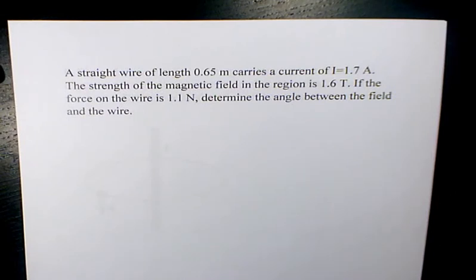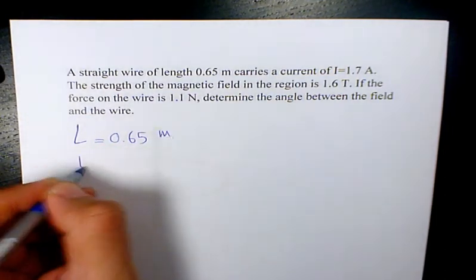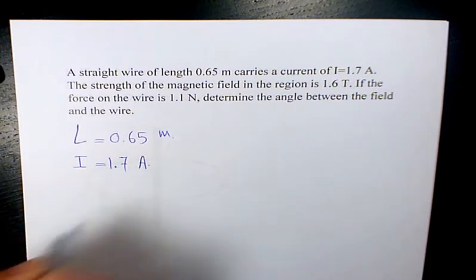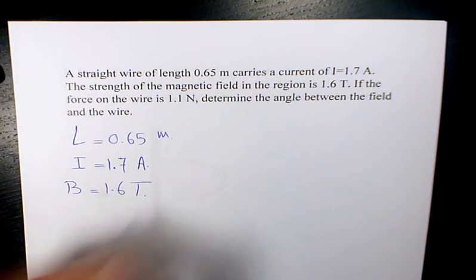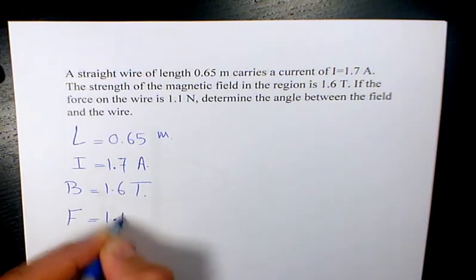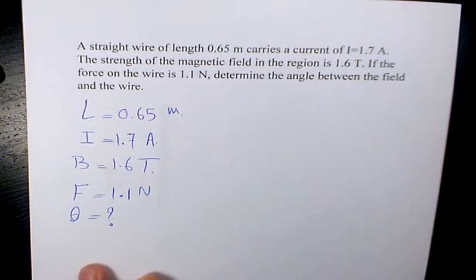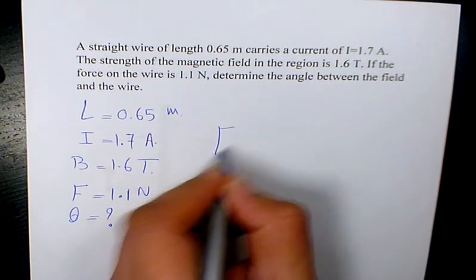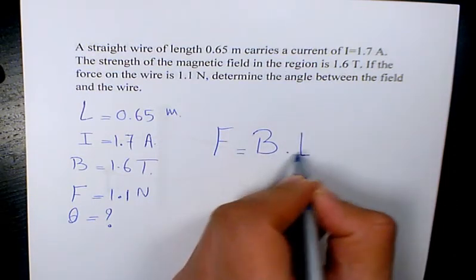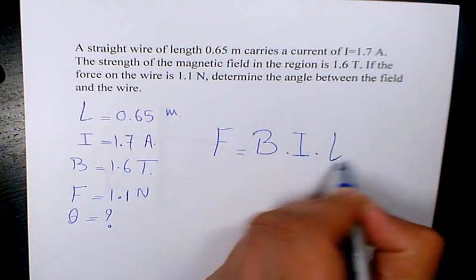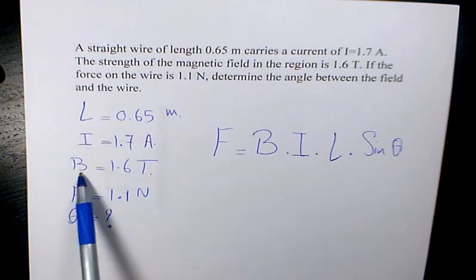A straight wire of length 0.65 meters carries a current of 1.7 amp. The strength of the magnetic field in the region is 1.6 Tesla. If the force on the wire is 1.1 Newton, determine the angle between the field and wire. The formula that relates all these parameters is F, the magnetic force, equals B, the magnetic field strength, times I, electric current in amperes, times L, length of wire in meters, times sine theta. Theta is the angle between I and B.